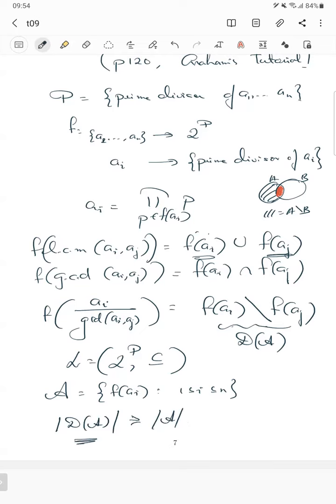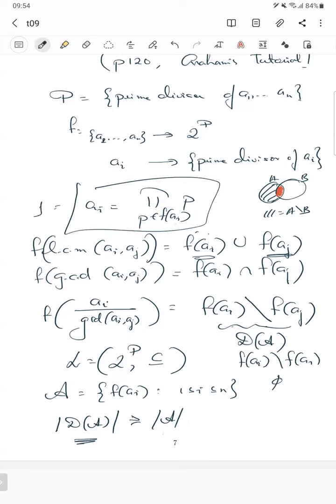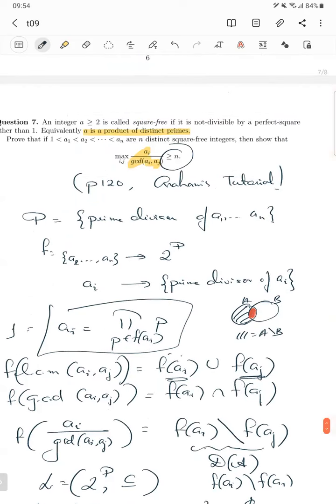Okay, so n distinct elements, but one of them could actually be 1, right? Because the difference set also contains something like f of a_i minus f of a_i, which will be the empty set. If you do an inverse map under this map, the empty set gives you 1. So yeah, this difference set can contain at least n different numbers starting with 1, which means the largest should be at least n.